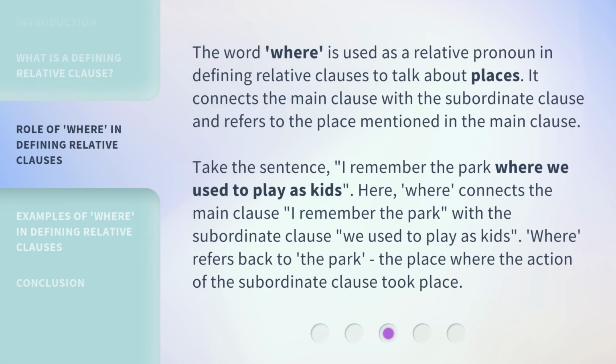The word where is used as a relative pronoun in defining relative clauses to talk about places. It connects the main clause with the subordinate clause and refers to the place mentioned in the main clause. Take the sentence, "I remember the park where we used to play as kids." Here, where connects the main clause, "I remember the park," with the subordinate clause, "We used to play as kids." Where refers back to the park, the place where the action of the subordinate clause took place.